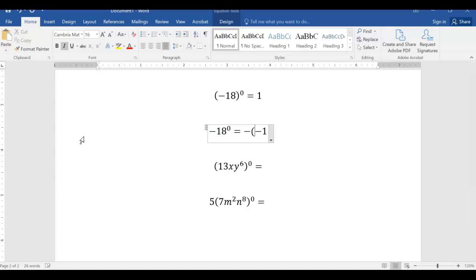In fact, if you think about it, this is like negative 18, where the 18 to the 0th power is the thing that's in parentheses, and the negative sort of outside. The 0 power gets applied to the 18 first, and then we apply the negative sign there.